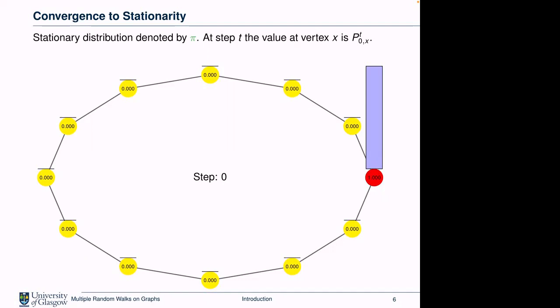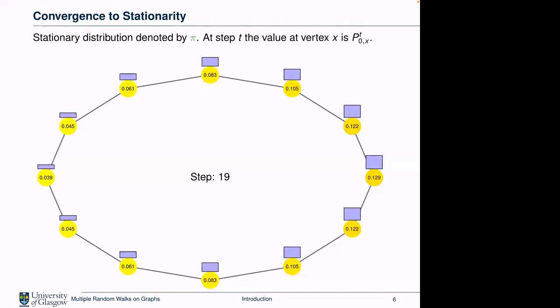So I've got a little example of this. We start on this red vertex here, and the value of a vertex is going to be the probability that you're at that vertex at time t. And if we just run this walk, you can see that the probabilities kind of level out. That's because the stationary distribution is uniform on a cycle, and we're converging to this uniform stationary distribution.